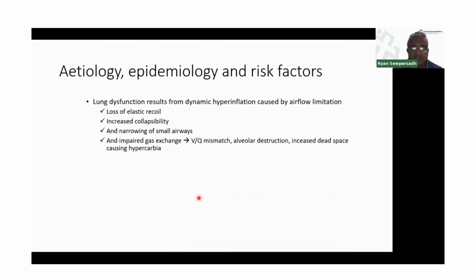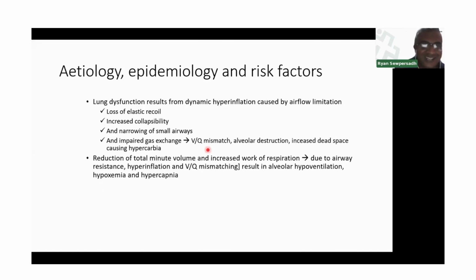Lung dysfunction results from dynamic hyperinflation caused by airflow limitation, together with loss of elastic recoil, increased collapsibility, and narrowing of the small airways, as well as impaired gas exchange. This then leads to a ventilation-perfusion mismatch, alveolar destruction, and increased dead space causing the hypercarbia. And we know that COPD patients retain carbon dioxide.